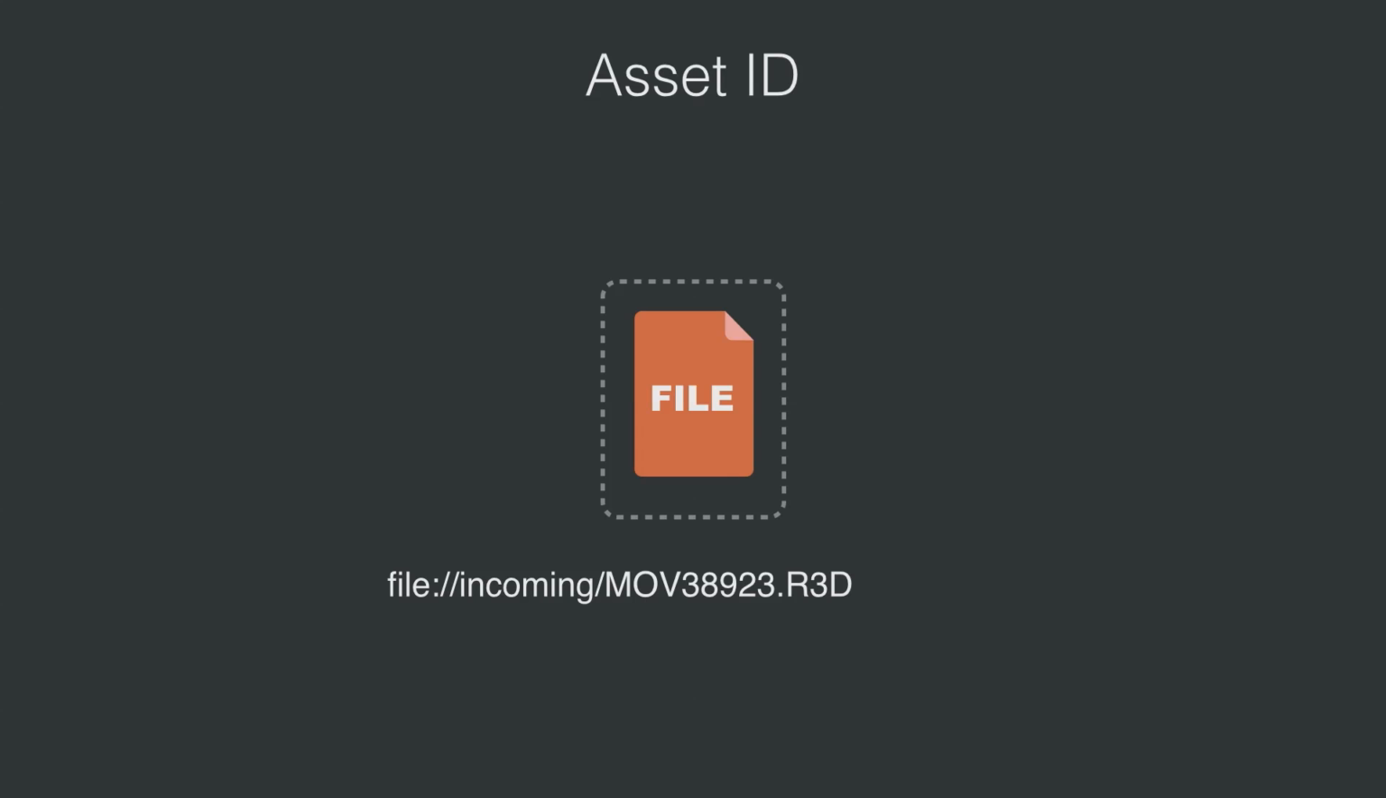So right now, a file that's named something in a file system, in this case, MOV 38923.r3d in the incoming folder, if you took a completely different file and put it in that location, then it would replace it, right? Whatever was there before would be gone, and whatever you've put there to replace it would be there now. So a file system name isn't a unique identifier. You could easily make a whole bunch of different files live in the same location on that path.